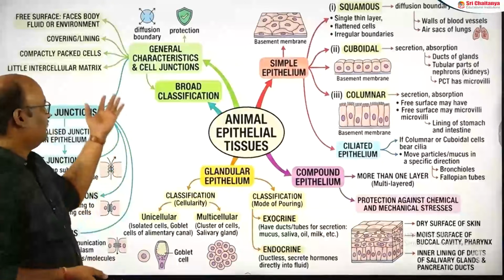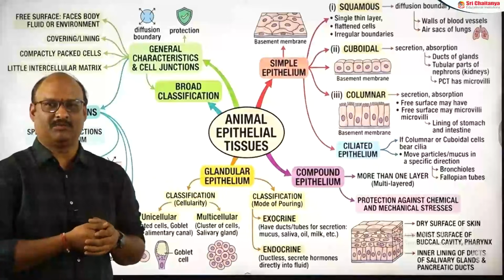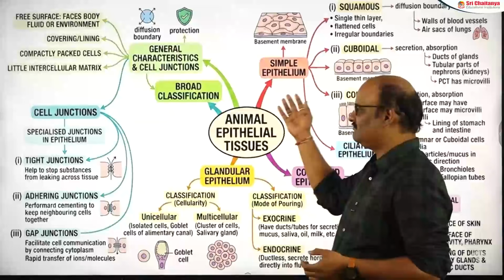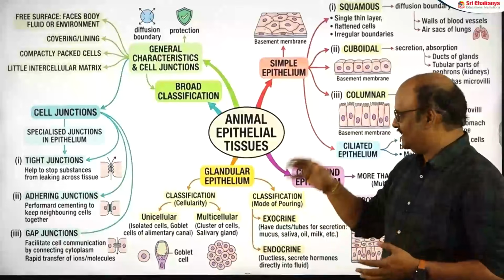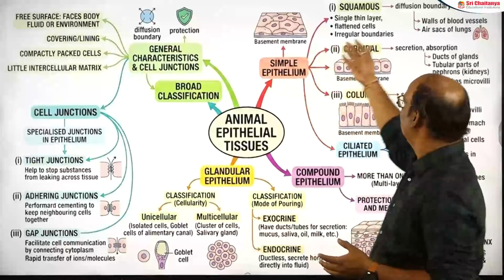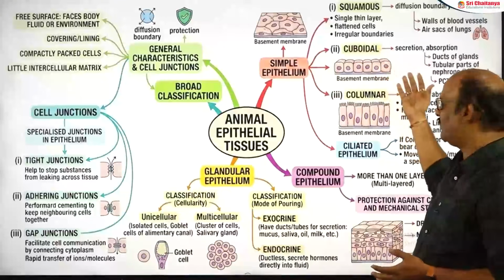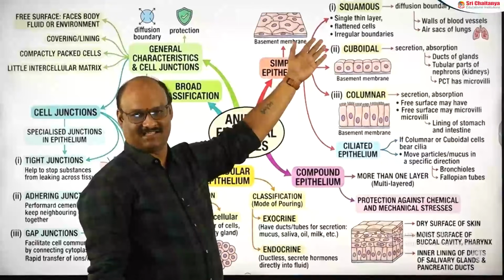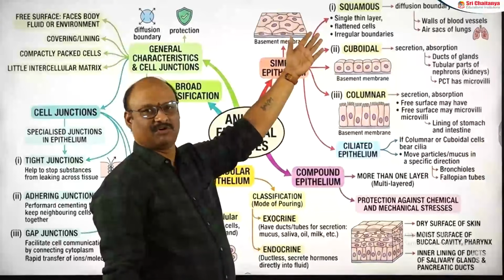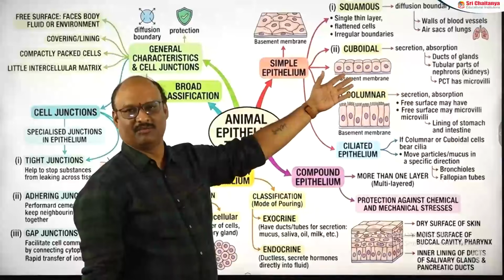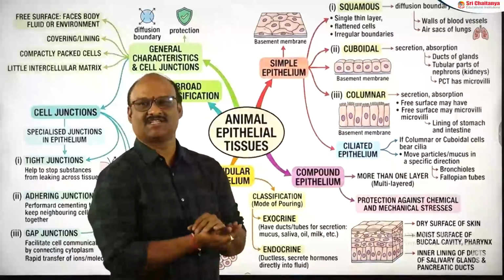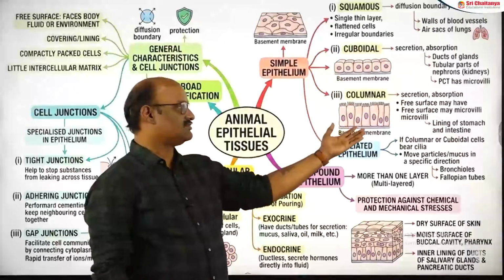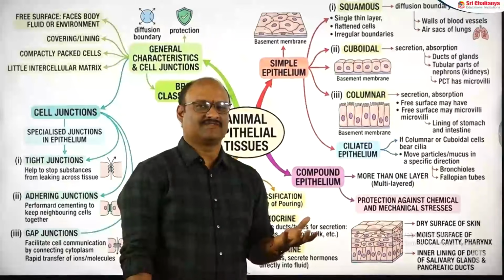In this we have different types like simple epithelium and compound epithelium. Simple epithelium is made up of a single layer of cells, compound epithelium is made up of multiple layers of cells. In the simple epithelium we have squamous epithelium, cuboidal epithelium, columnar epithelium and ciliated epithelium. Squamous epithelium has tile-like cells and is responsible for the diffusion boundary, and cuboidal epithelium is made up of cube-like cells and is responsible for secretion and absorption, and columnar epithelium has tall and slender cells responsible for secretion, absorption and also sometimes movement with the presence of cilia.